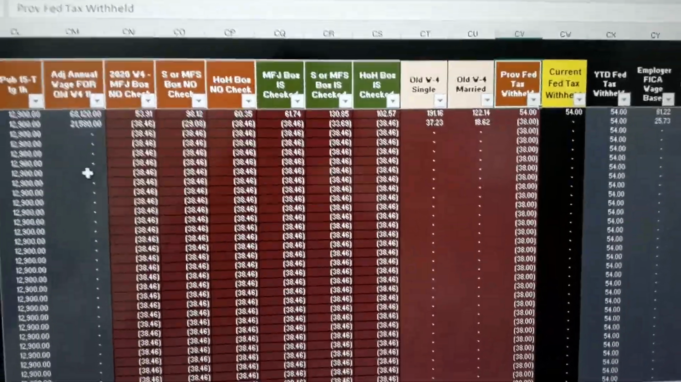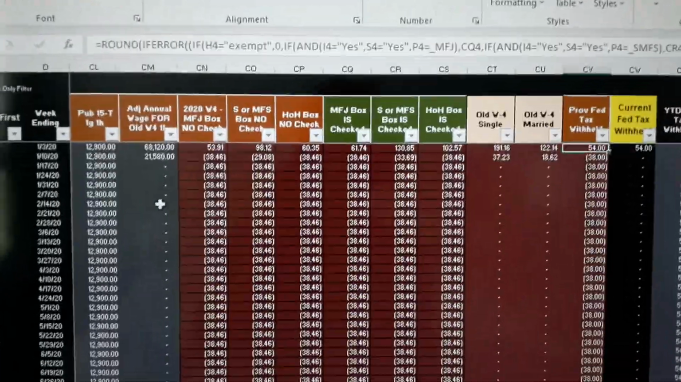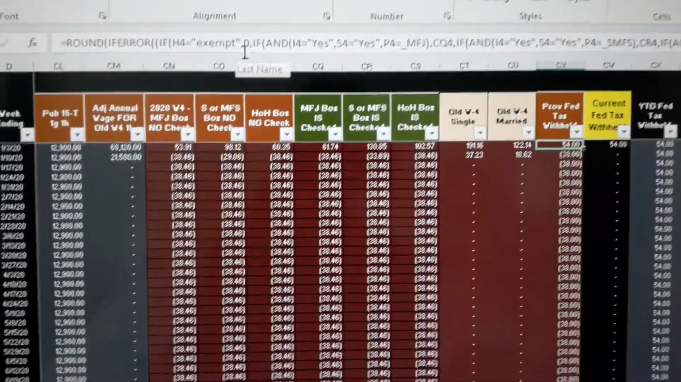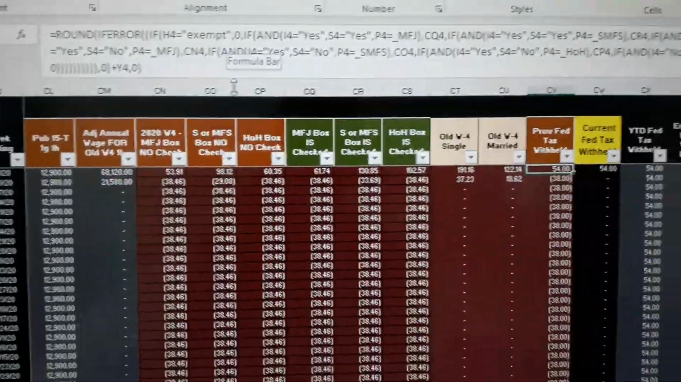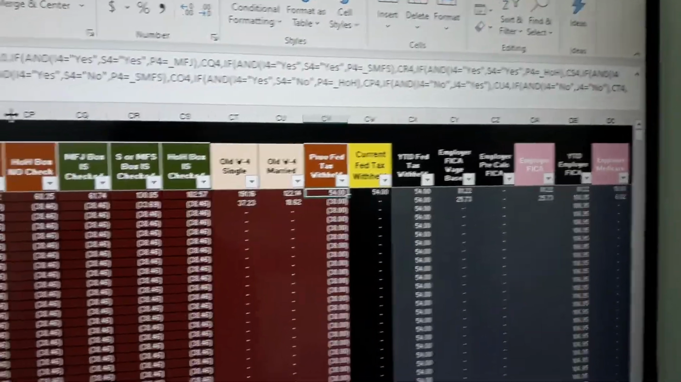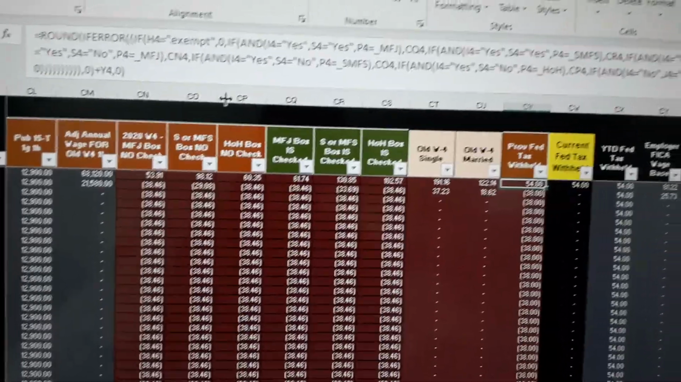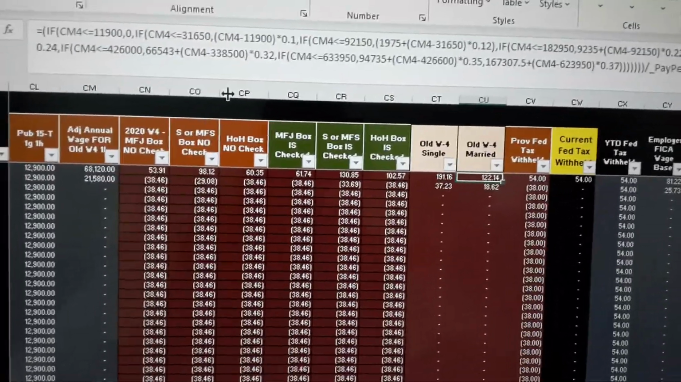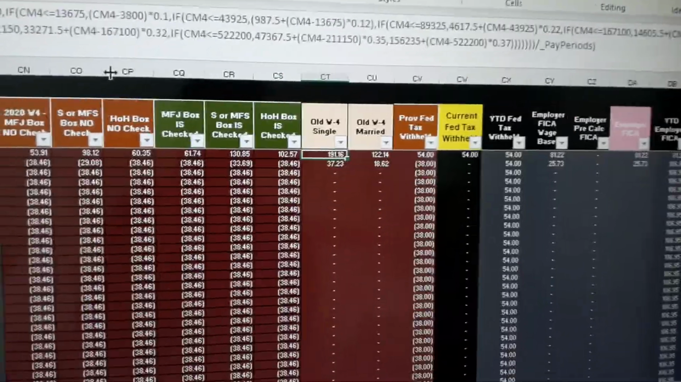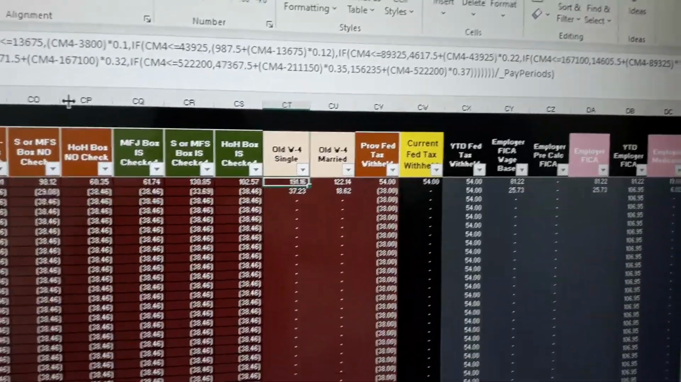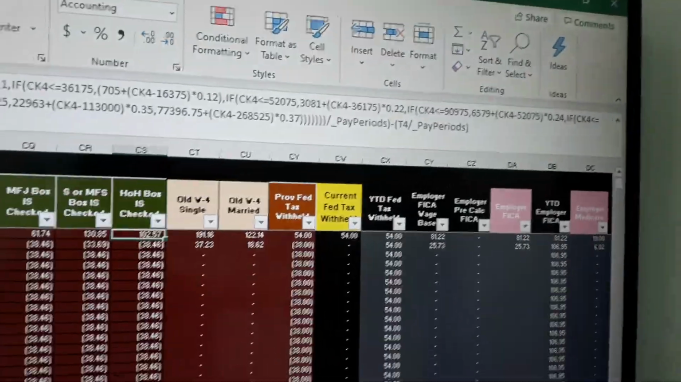Right all the way at the right here, you're going to get this tax withheld, and you're going to get a provisional tax withheld. And in this huge formula for provisional tax withheld, there's a part at the end. Let's see here. Old W-4 amount, current federal tax withheld C4 is 0. Old married, there it is actually. At the end of all these formulas, there's this divided by pay periods thing. You can see at the end of the formula, in all of the formula bars, you see this divided by pay periods.